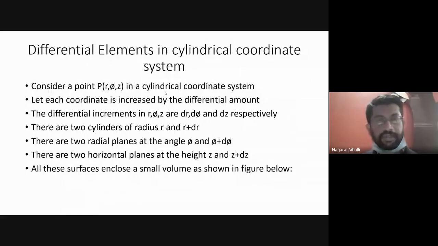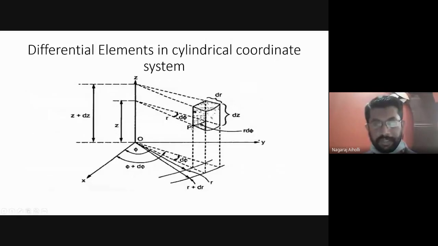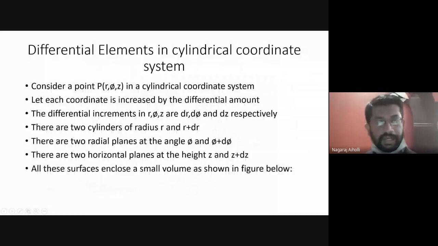Consider a point P of r comma phi comma z in a cylindrical coordinate system. This is our original point P of r comma phi comma z. Now we are increasing r by r plus dr, phi by phi plus d phi, and z by z plus dz. So each coordinate is increased by a certain amount. The differential amounts by which r, phi and z are increased are dr, d phi and dz.